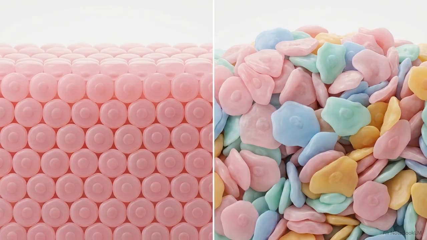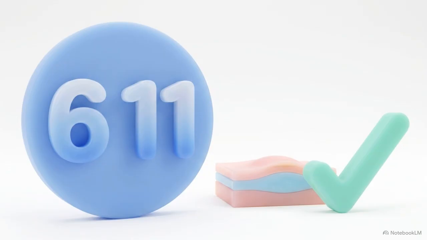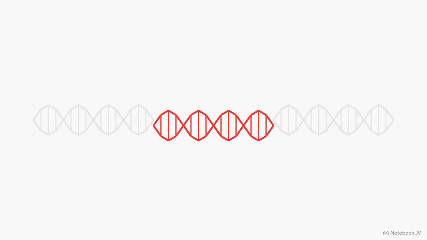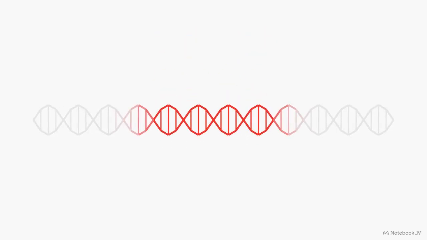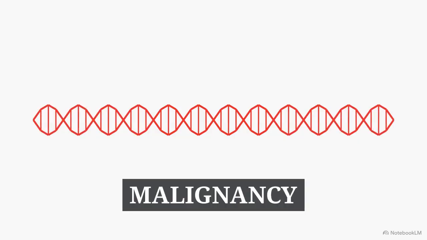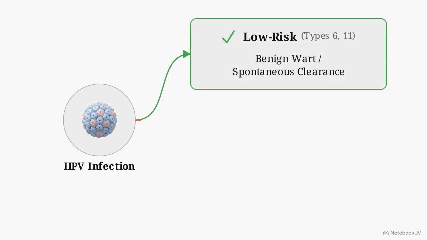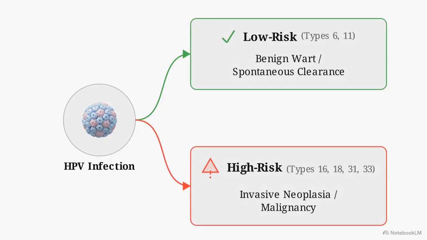The degree of this cellular manipulation dictates clinical risk. Certain strains, primarily serotypes 6 and 11, are classified as low risk and generally manifest as benign, self-limiting growths. In contrast, high-risk serotypes, most notably 16, 18, 31, and 33, possess the unique ability to fully integrate their viral DNA into the host genome, creating the genetic instability required to drive malignancy. A patient's clinical trajectory, whether they clear a benign wart or develop an invasive neoplasia, is almost entirely determined by which specific serotype establishes the infection.